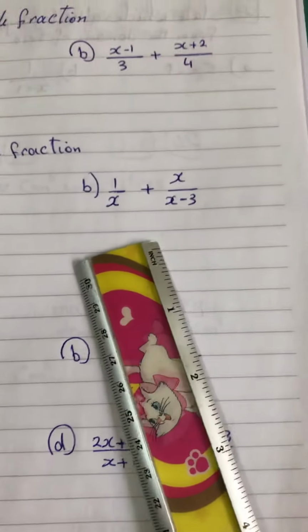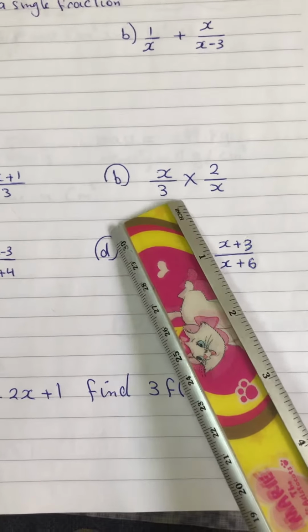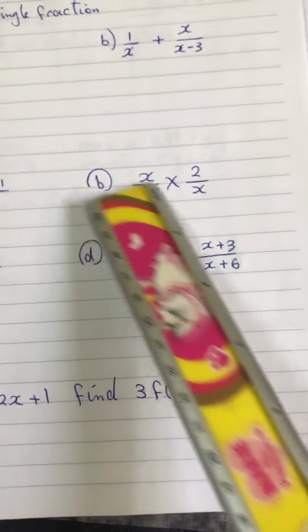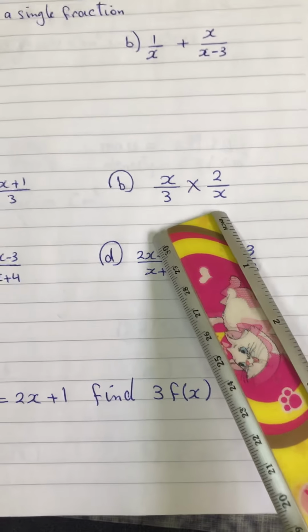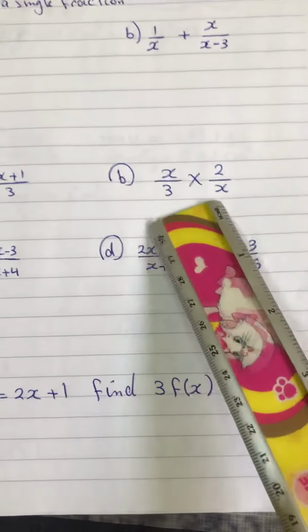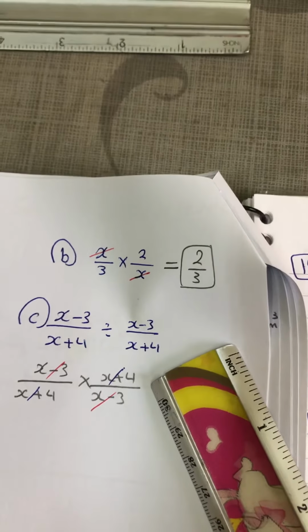No problem. Also here we have 1 over x, x over 3 multiply 2 over x. We can cancel x with x oblique like this because it's multiplication, because actually up will be 2x over 3x. So we can cancel x with x and the answer will be 2 over 3.